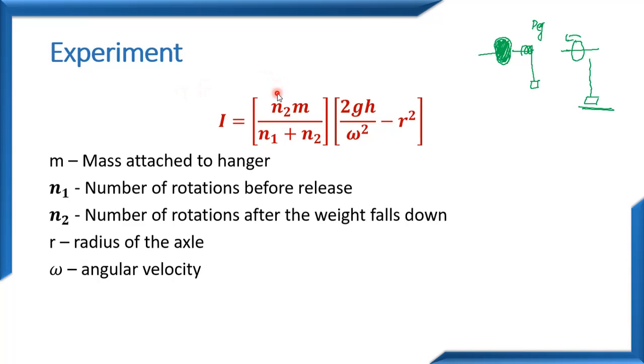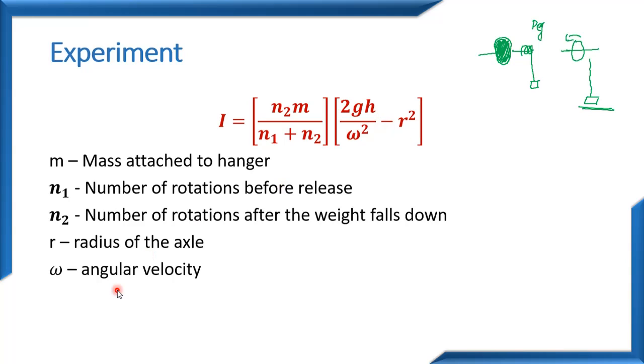We can find N2. N2 is the number of times the flywheel has rotated. So we will count that N2 with a reference point. We will have a reference point as a pointer or a chalk mark, which we actually do. So we will count N2. We already have mass M. We have N1 because we have rotated, and we will count how many times we have rotated to bring the mass to a height h. So we have N1. We have the value for g, which is 9.8. We will measure the height h before the mass is released, and r squared.